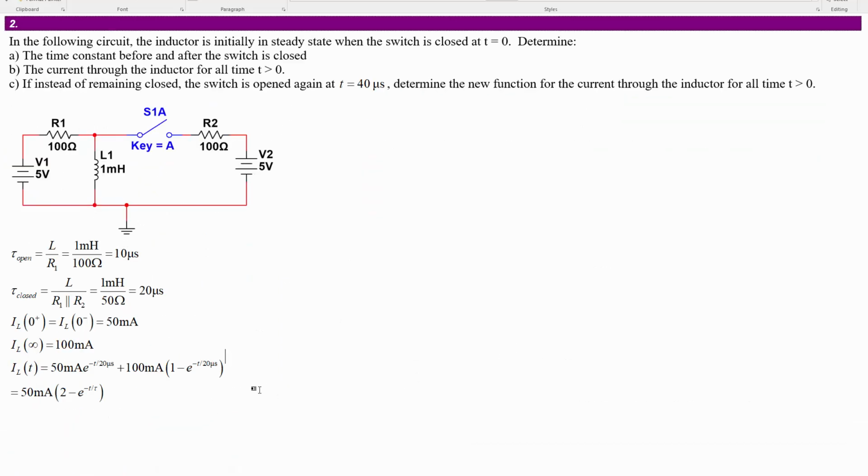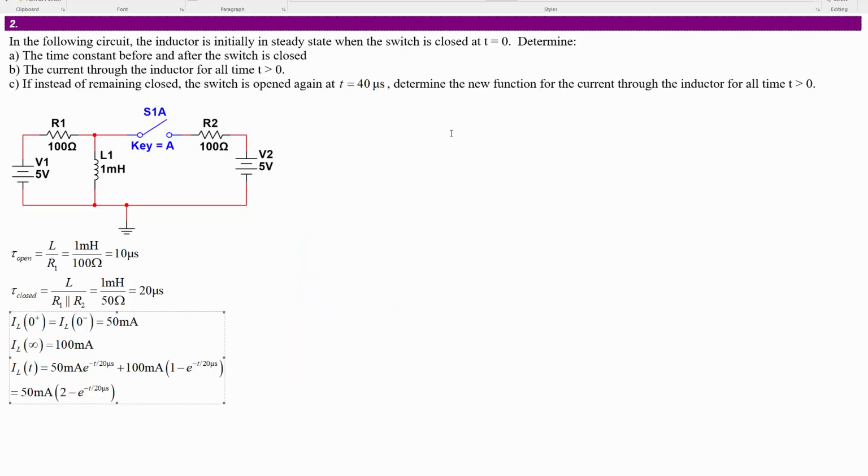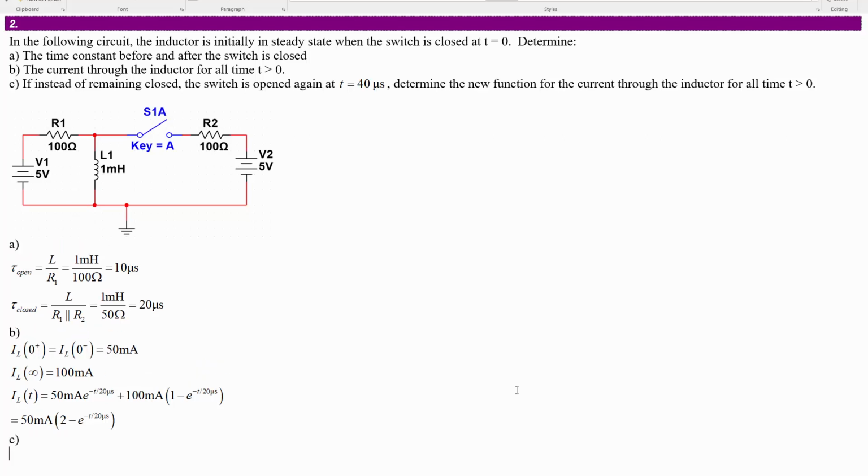Cool. All right. Now the third part of this is kind of fun. If instead of remaining closed, the switch is open again after 40 microsecond, I guess we could put this as 20 microsecond there. Then determine the new function for the current through the inductor for all time t is greater than 0. So what we're going to do for this, maybe we'll label this part A, part B, part C.